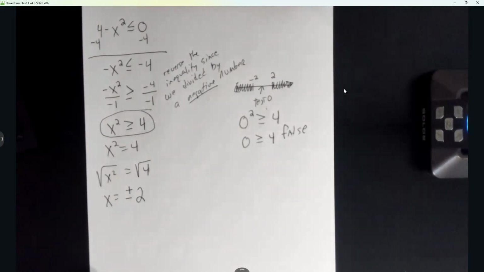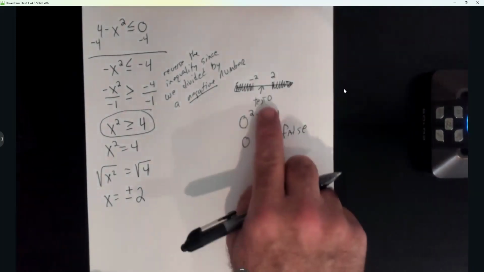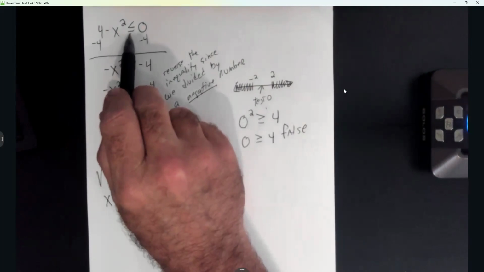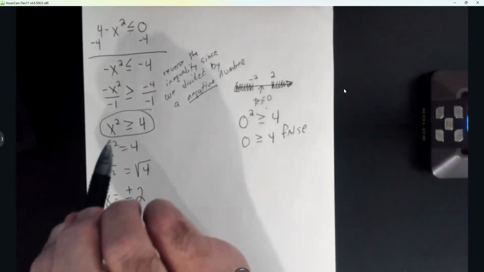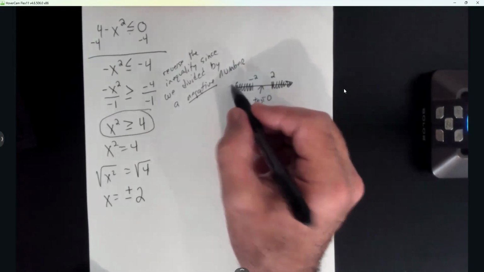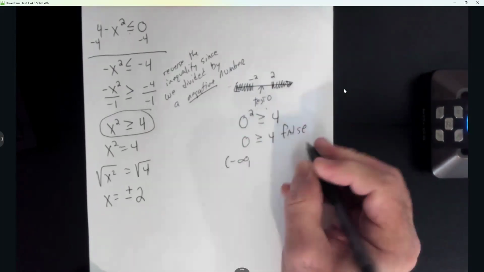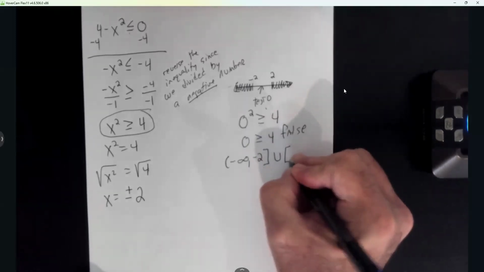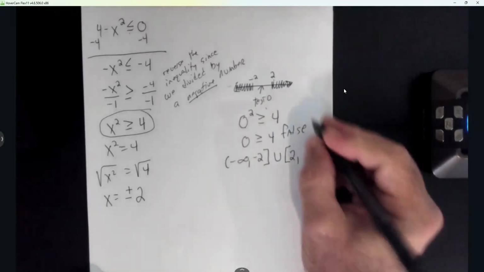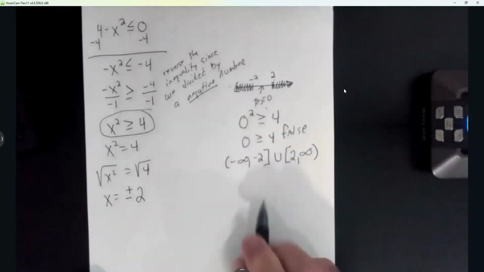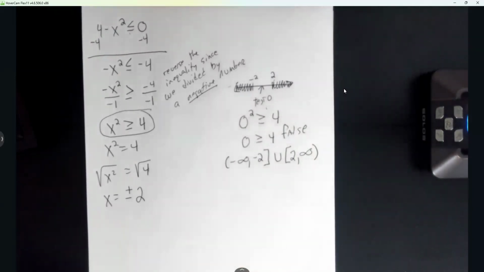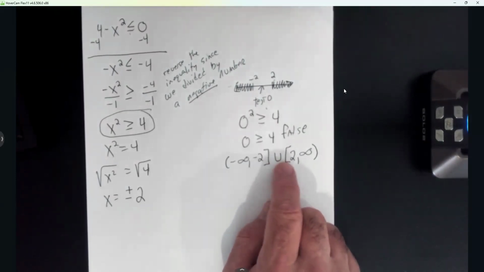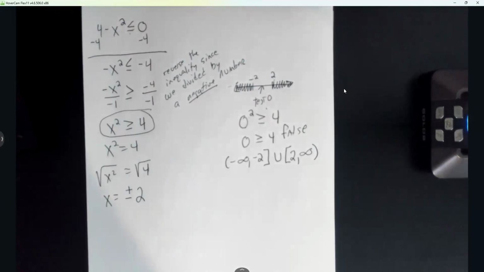Okay? All righty. If that would have been true, I would have only shaded the middle, okay? Now notice, this has equals, so I'm going to use brackets on my numbers. So this is shading in from negative infinity to negative 2, bracket, union, bracket, positive 2 to positive infinity. Remember, infinity always uses curvy parentheses. The numbers are what's going to use the parentheses or the brackets, okay? Based on that inequality symbol.